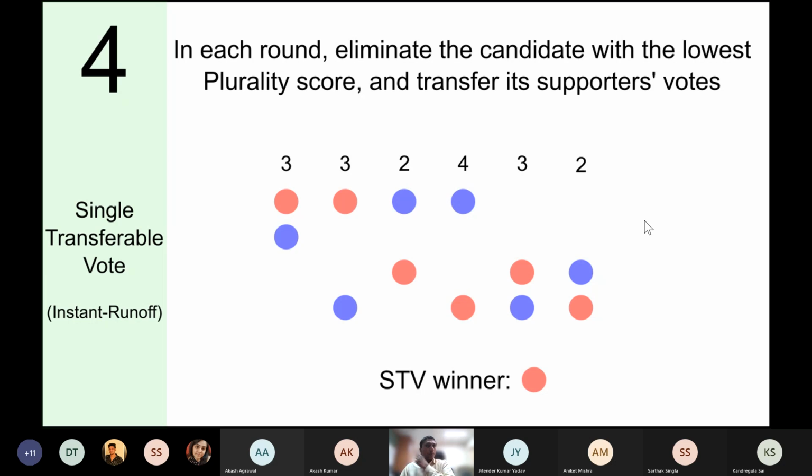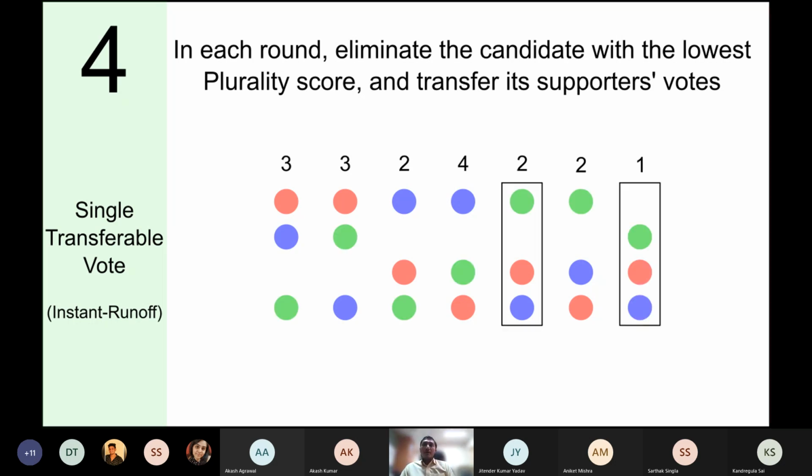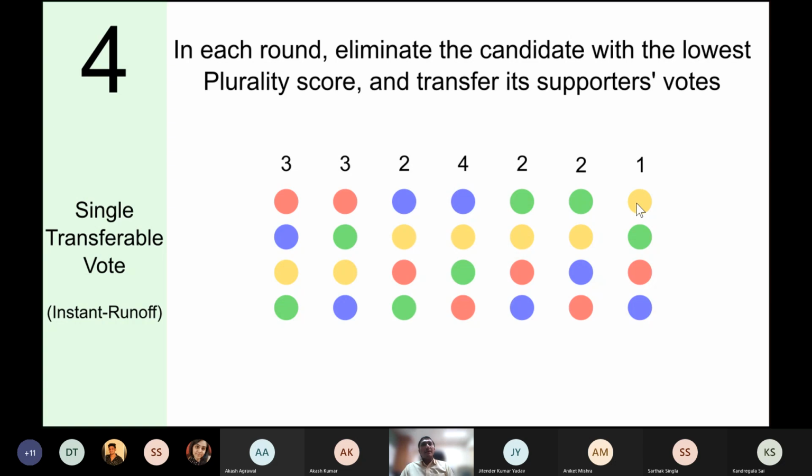Okay, and why is it called transferable vote? So remember, when we eliminated a candidate, the favorite candidate for this voter now becomes the second placed candidate. So that's a sense in which its vote is getting transferred to its next favorite candidate. That's why it's called a transferable vote.